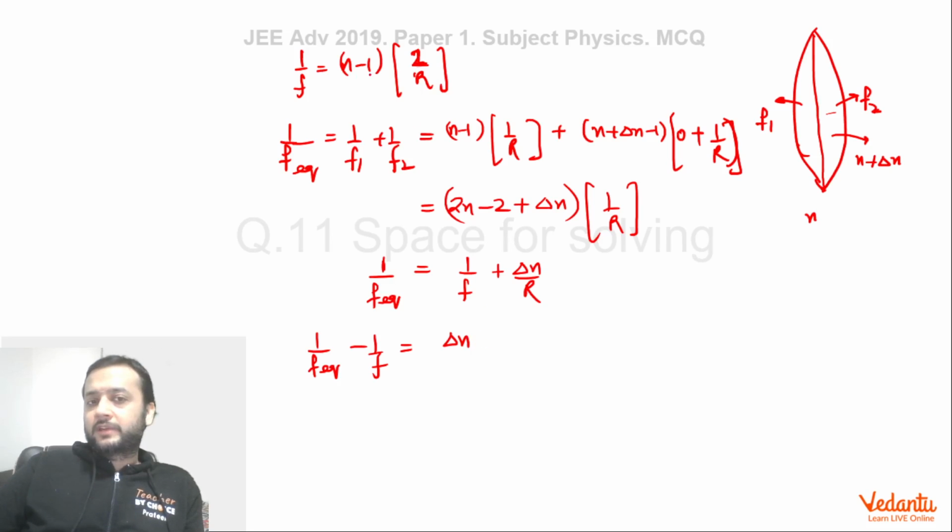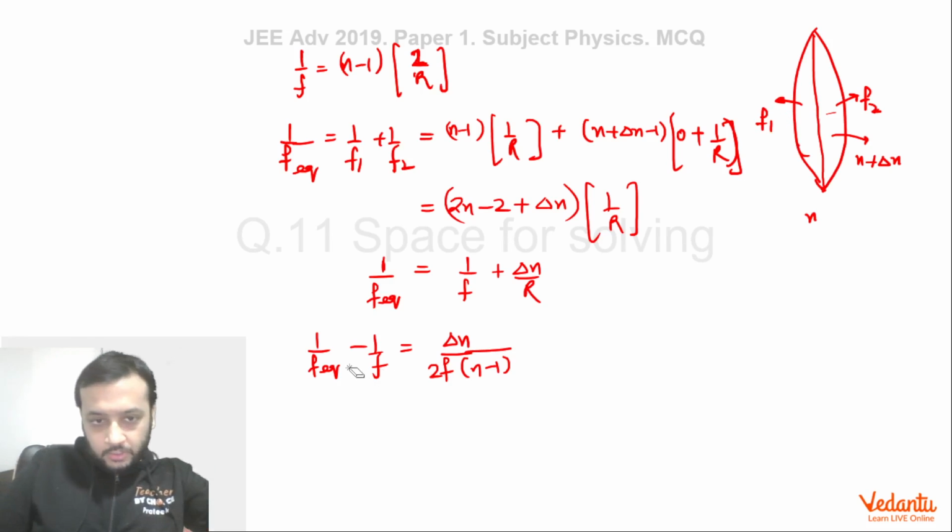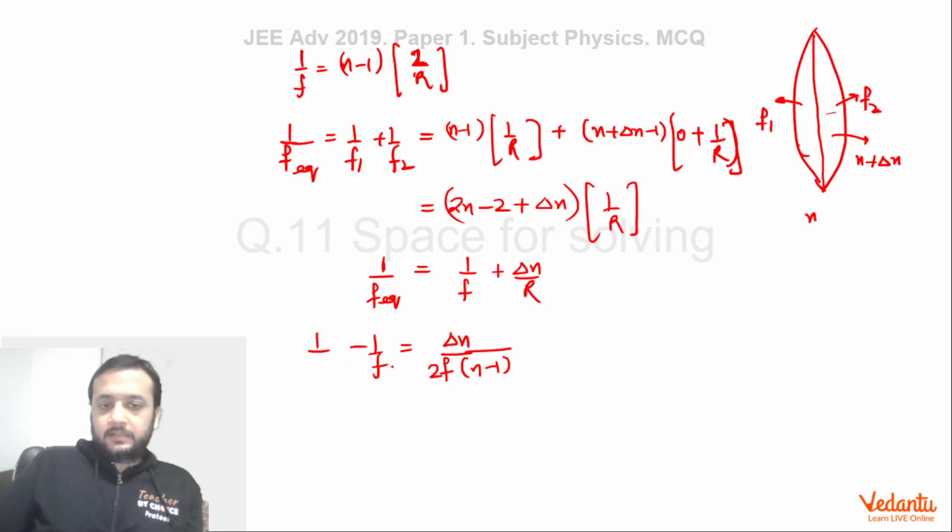1 by r ko we can write from here 1 upon f into 2 into n minus 1. Okay, and what do we get here? Now f equivalent can be written as f plus delta f. Okay, f equivalent was the equivalent focal length of this. So basically what this can be written as original f plus any change that has happened in f. Okay, so I am writing this as f plus delta f.